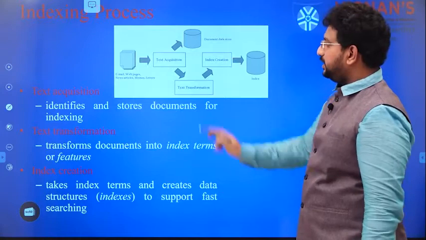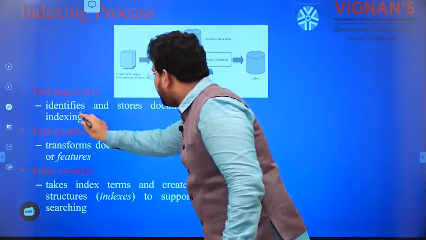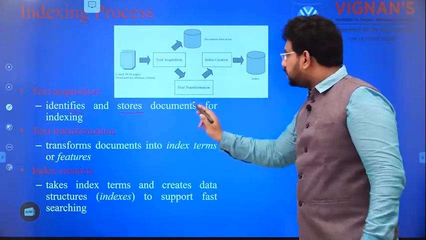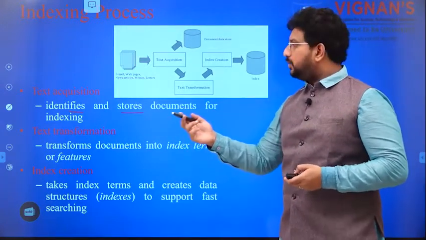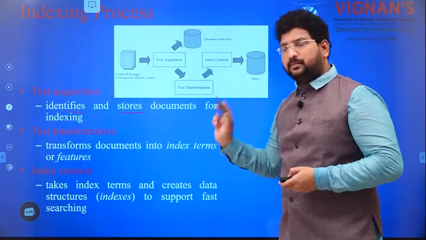Now we will have a glance at the points of the indexing process, starting with text acquisition. The text acquisition identifies and stores the documents for indexing. What are the documents that are available on the web? They will be identified and stored for the indexing process.